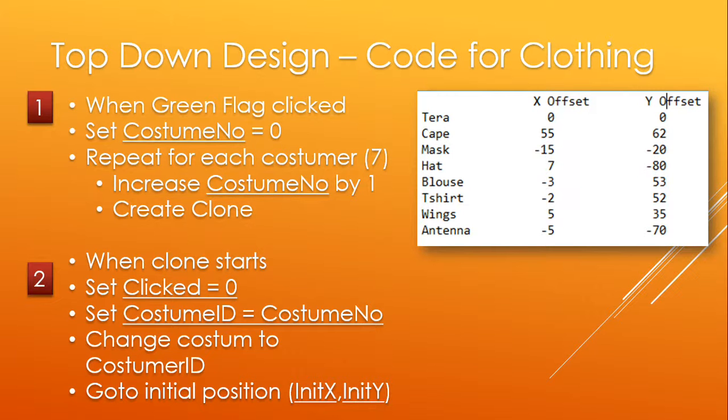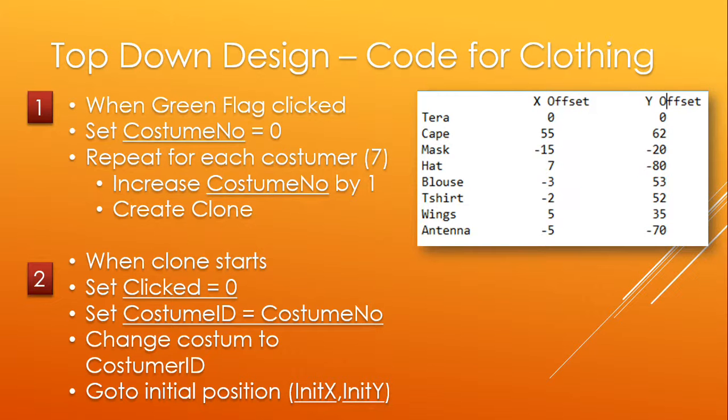Increase our costume number by 1, and create a clone. So basically here we're going to create 7 clones of our clothing items, so we can see all 7 items on the screen at one time, and each clone will be a different costume. That is what the costume number variable is controlling.